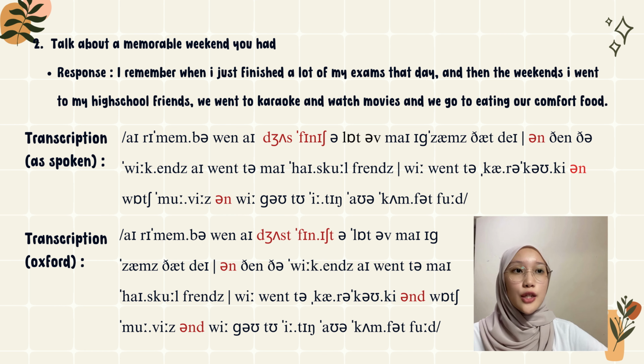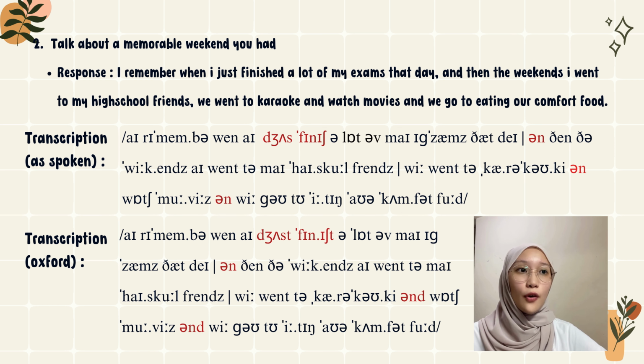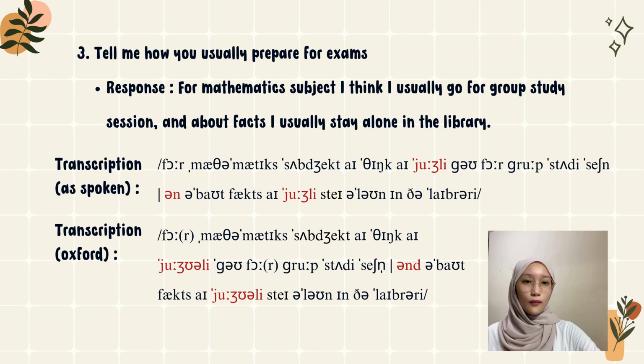All of these elisions are classic examples of consonant cluster simplification and function word reduction, which is a very normal case in fluent and informal speech. For the third task, we asked the participant how they usually prepare for exams. So this is how the participant answered the question.